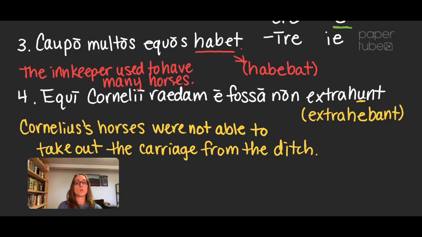That's 4 examples of how to translate the imperfect tense and making verbs from the present tense into the imperfect tense. Valete, peace.